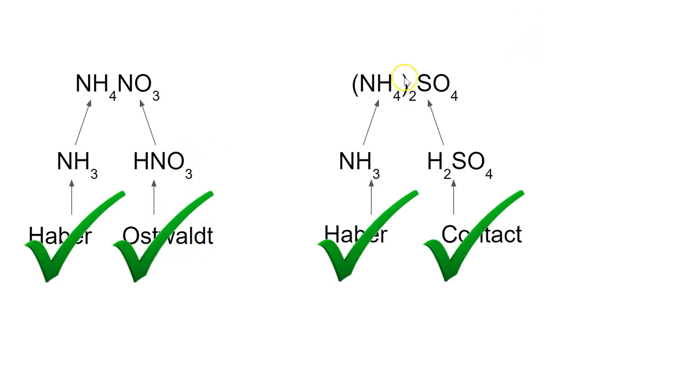Our second fertilizer is ammonium sulfate. To produce ammonium sulfate, I need ammonia gas as well as sulfuric acid. In order to produce ammonia gas, I need the Haber process. In order to produce sulfuric acid, I need the contact process. Right now, I referred to the 4 processes. That was a little bit wrong. We actually did only 3 processes: Haber, Ostwald, and contact.